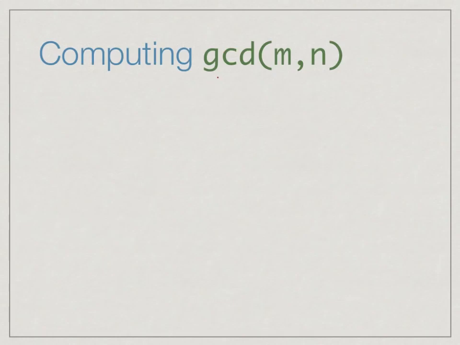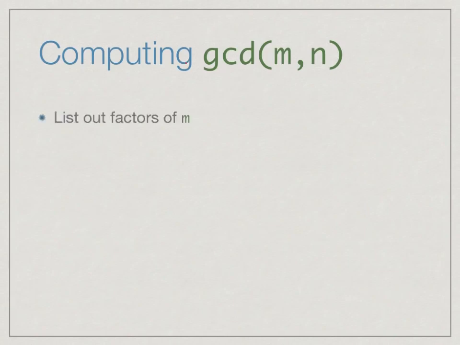So how would one go about computing GCD of m and n? So this is where we come to the algorithmic bit. We want to describe a uniform way of systematically computing GCD of m and n for any m and any n. So here is a very simple procedure. It's not the most efficient. We will see better ones as we go along.